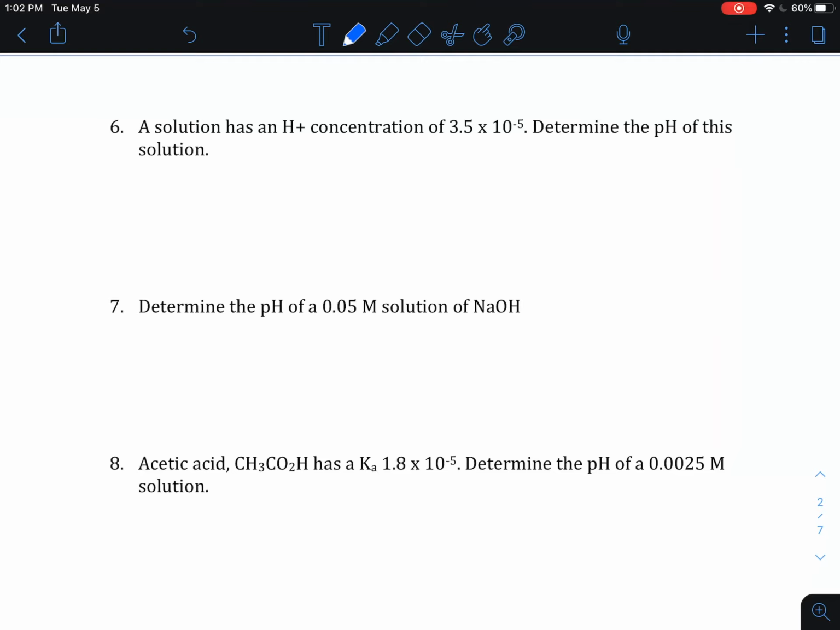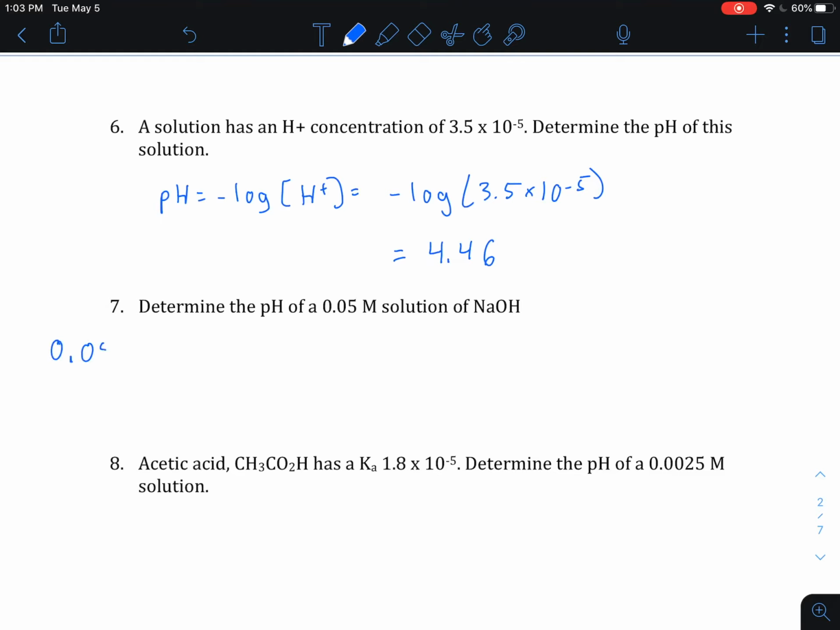Now we're moving on to talking about acid-base stuff. So this is number 6. A solution has an H plus concentration of 3.5 times 10 to the negative 5. Determine the pH. So pretty straightforward here, right? pH is the negative log of the H plus concentration. So that's negative log of 3.5 times 10 to the negative 5. And for that I got 4.46.